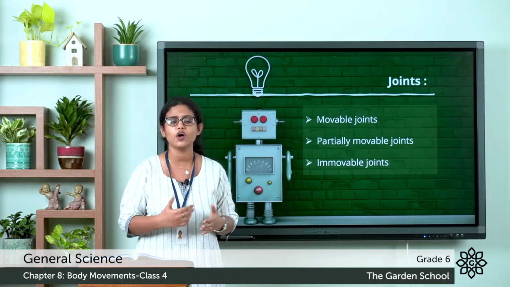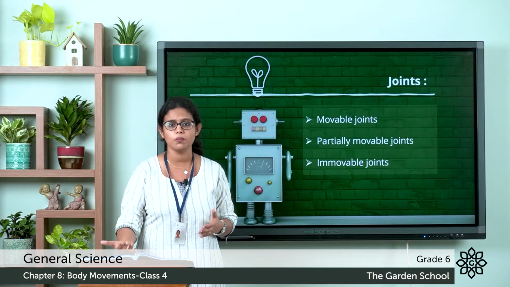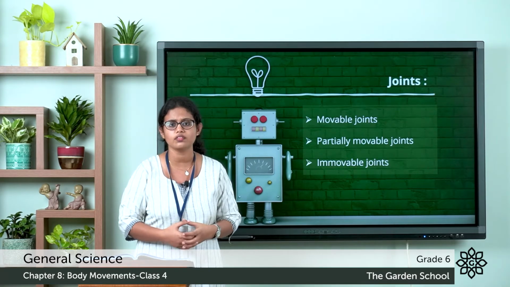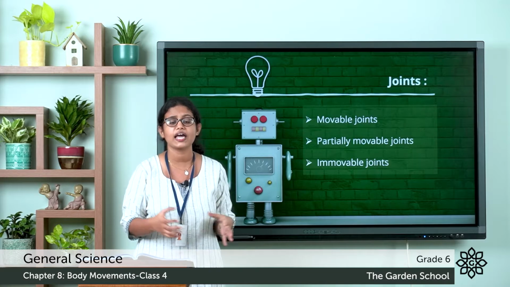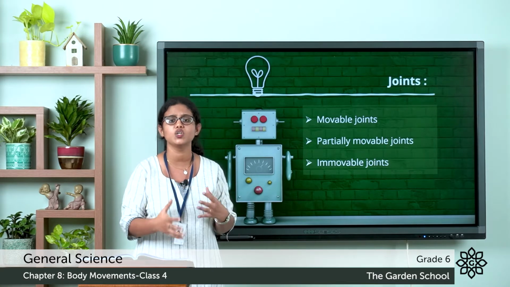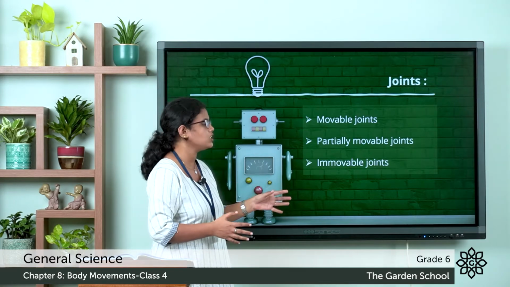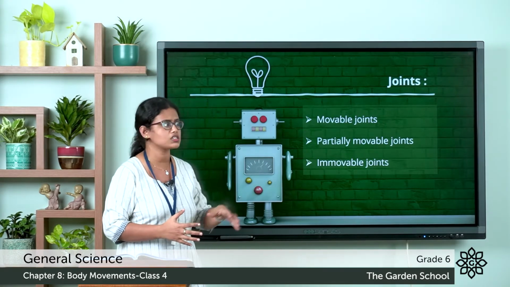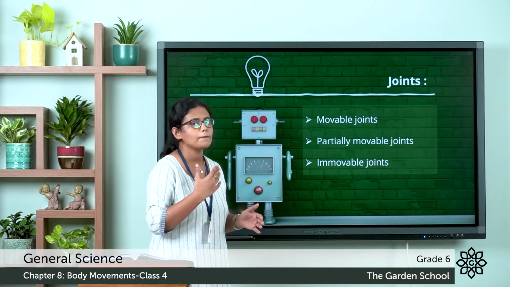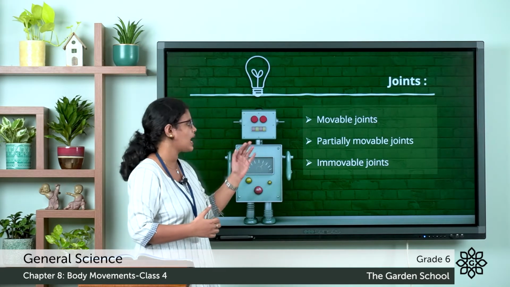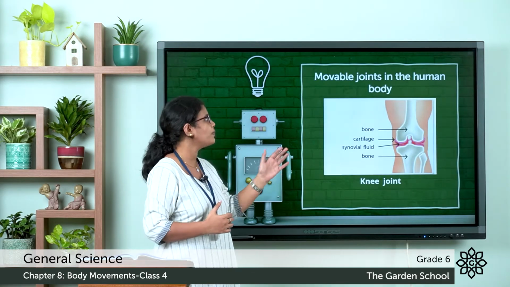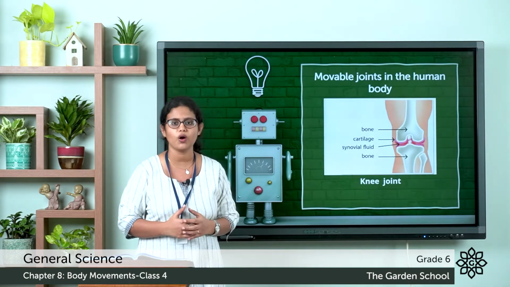I hope you all remember what we discussed in the first class, that is about the skull. So the skull is made of 8 cranial bones, and these cranial bones are attached together by sutures, and sutures are immovable joints, which means they do not move. So these are the different joints, that is movable joints which allow free movement, then partially movable joints and immovable joints.